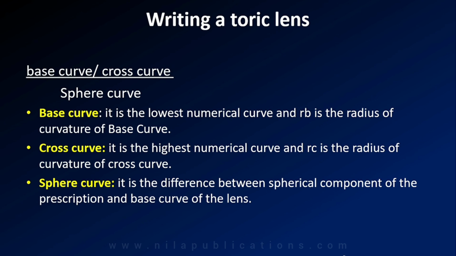Writing a toric lens. We represent a toric lens as base curve by cross curve divided by sphere curve. Base curve and cross curve. This is the first surface and this one is the second surface of a toric lens.